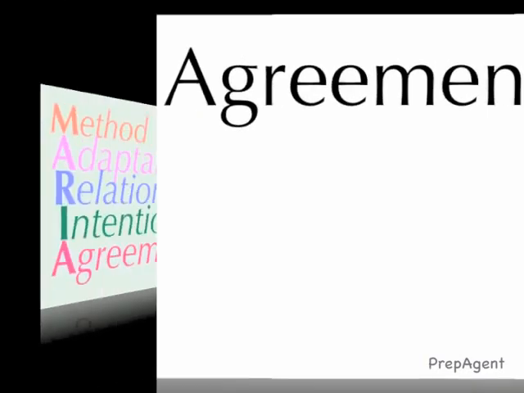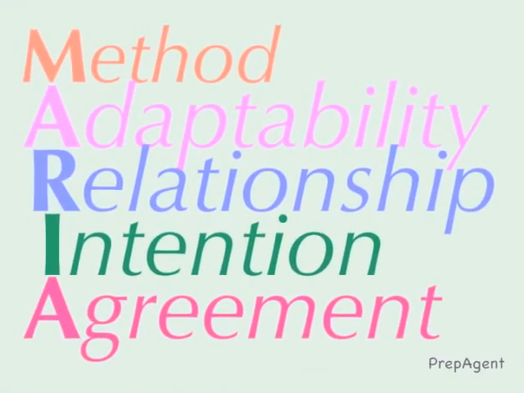The most important thing to take from this is that when they ask you about a fixture on your exam, please remember the acronym MARIA. M is for method, A is for adaptability, R is for relationship, I is for intention, and A is for agreement.